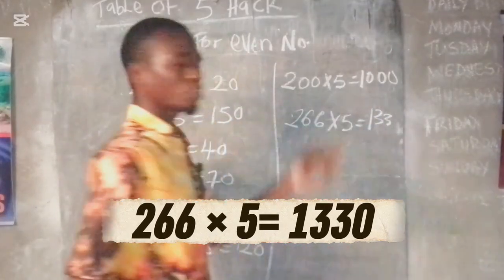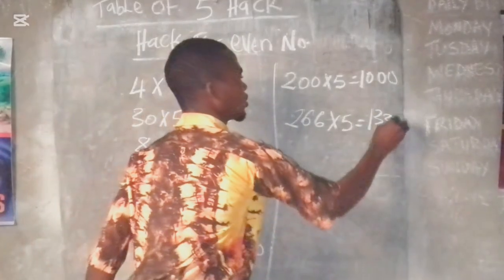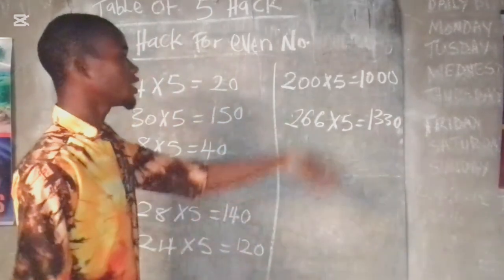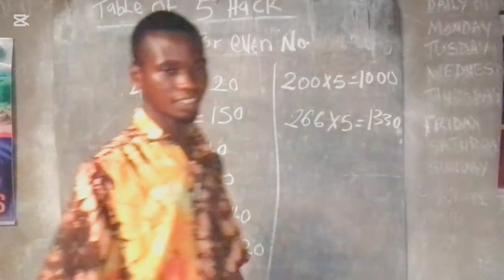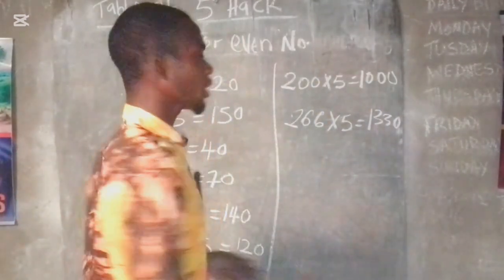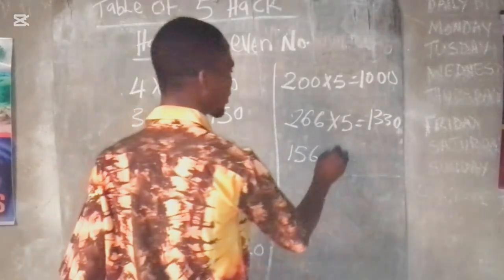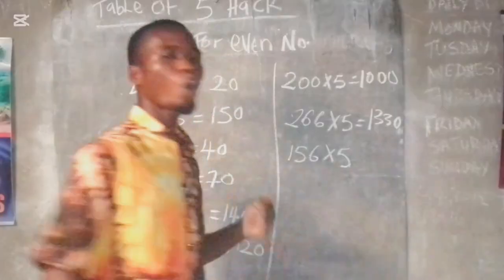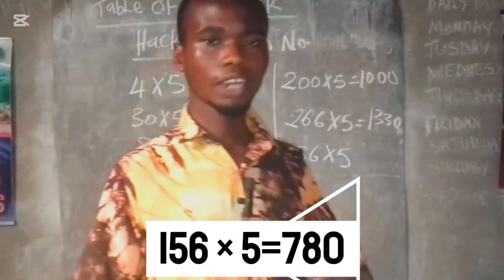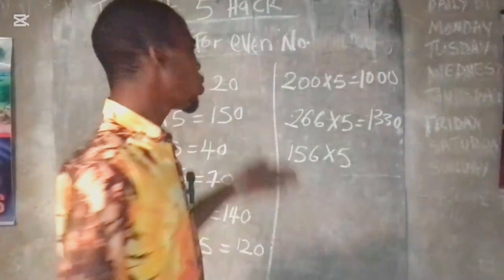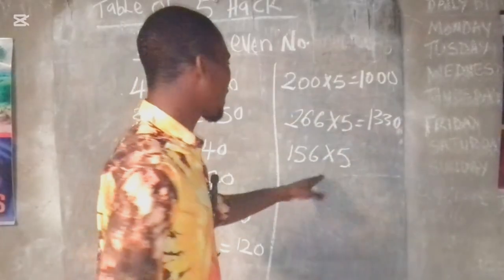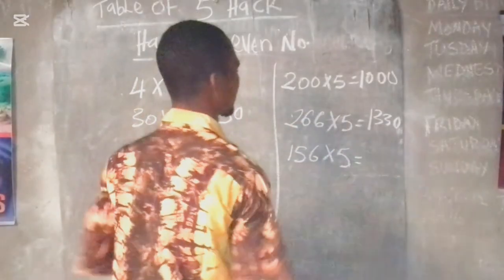133. I add 0 to it. 1330. That is the answer. Let me check another number like 156. It's an even number times 5. So all these are even numbers that you can try with this trick.